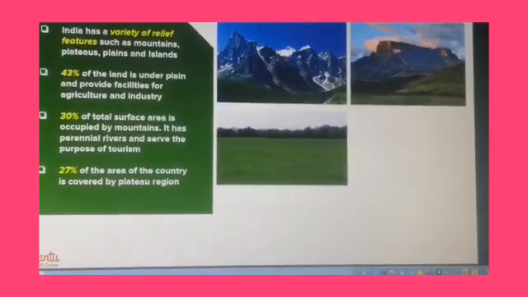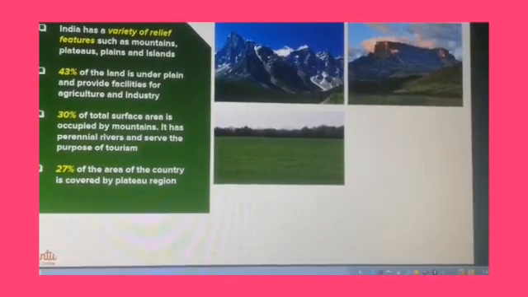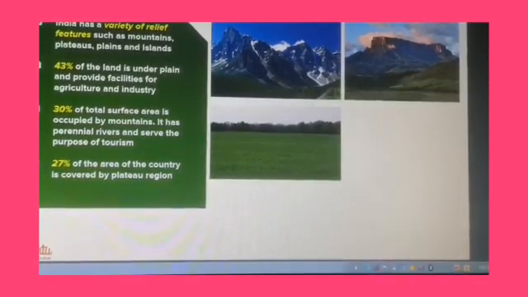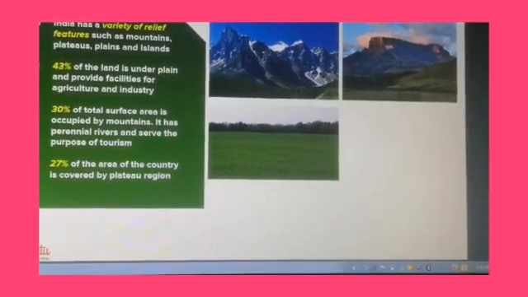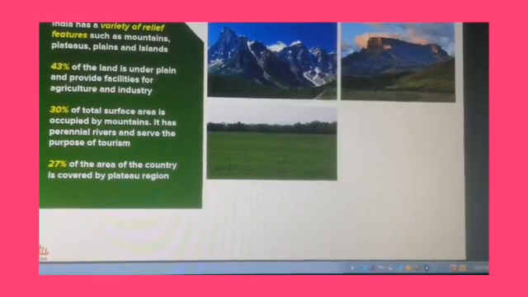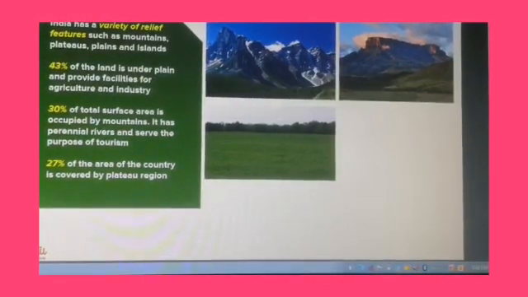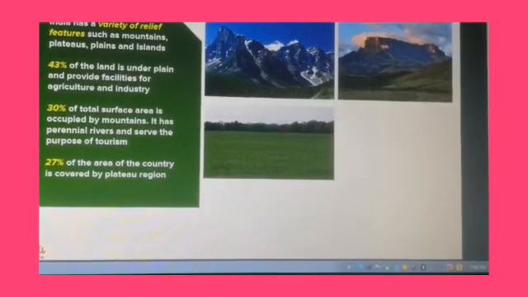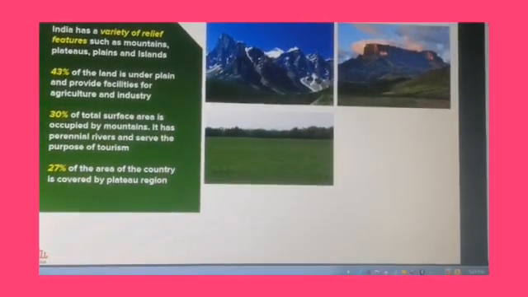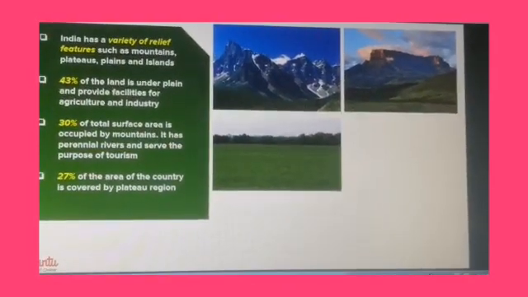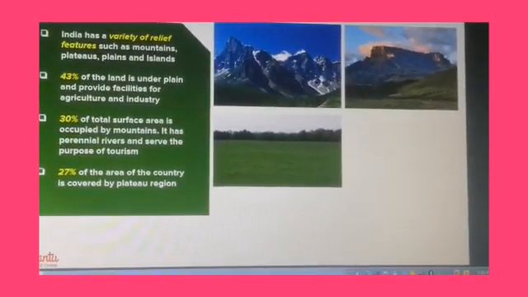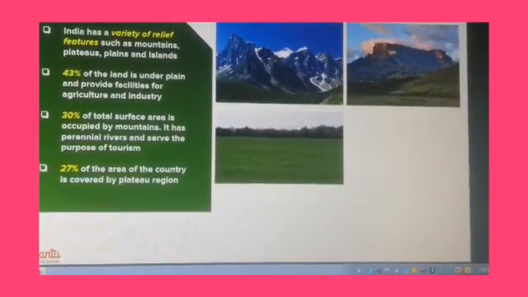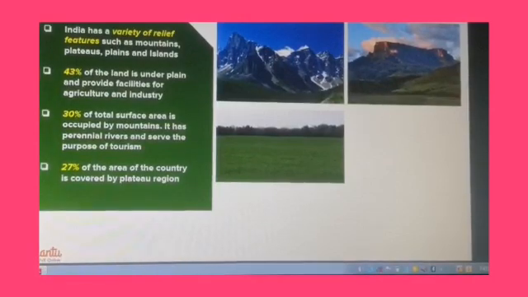India has a variety of relief features such as mountains, plateaus, plains, and islands. 43% of the land is under plains and provides facilities for agriculture and industry. 30% of the total surface area is occupied by mountains. They have perennial rivers and serve the purpose of tourism. 27% of the area of the country is covered with plateau region.